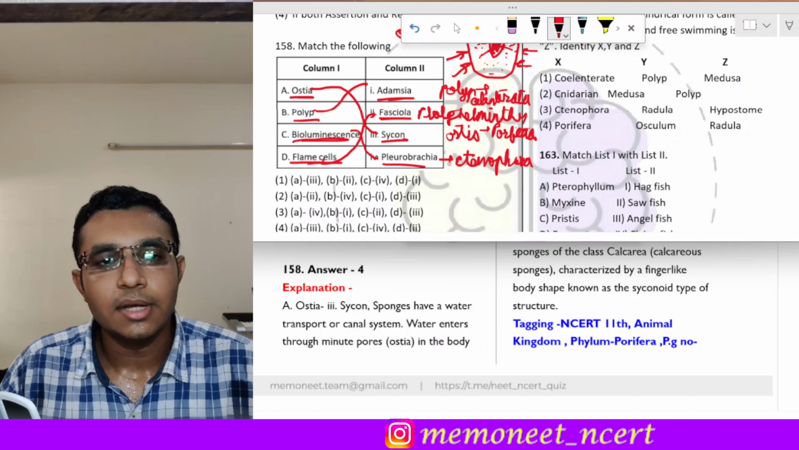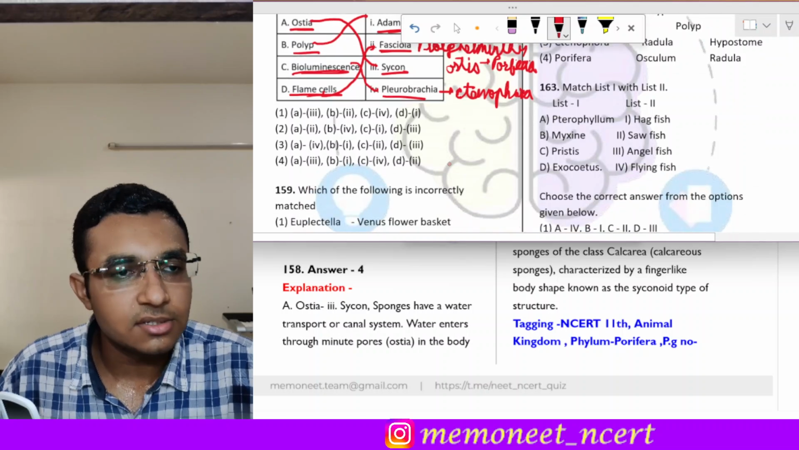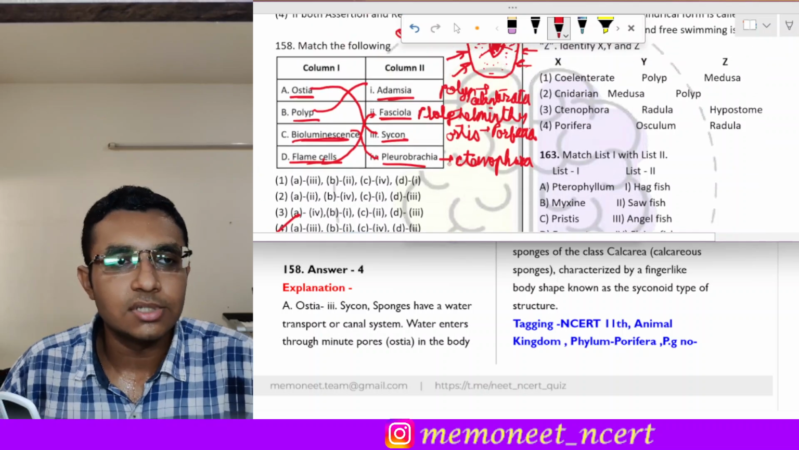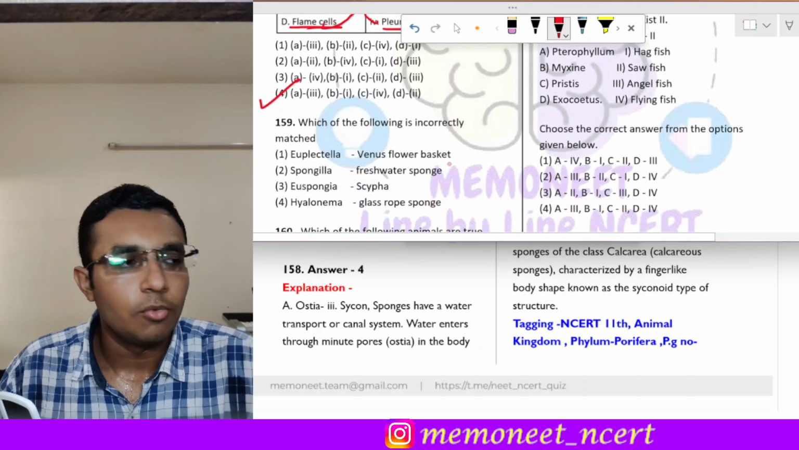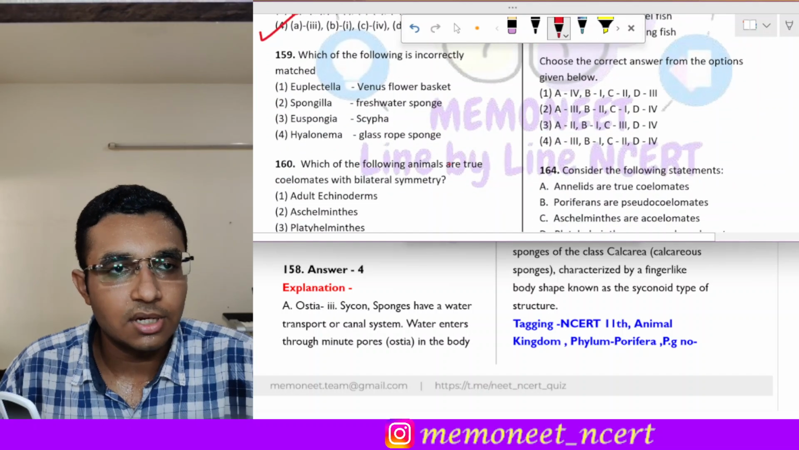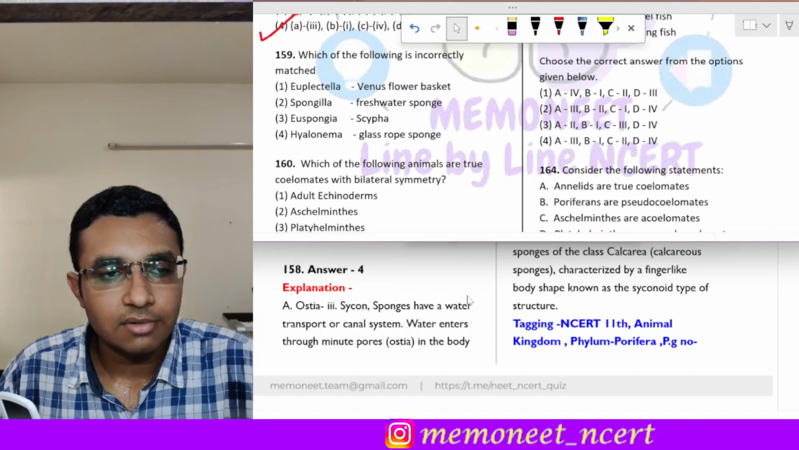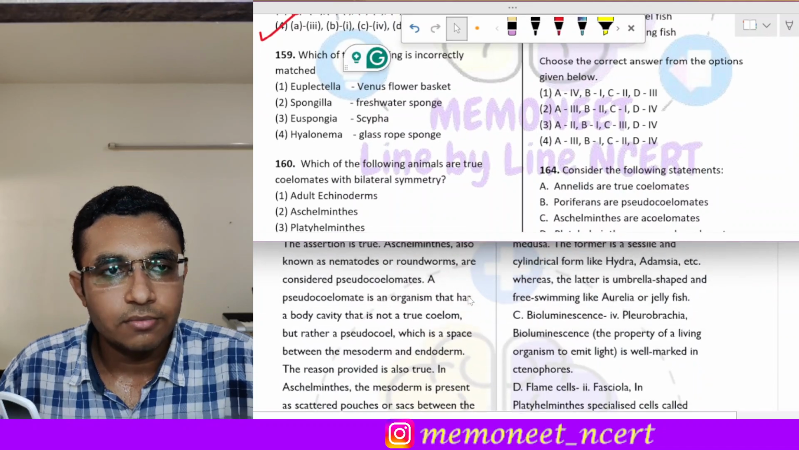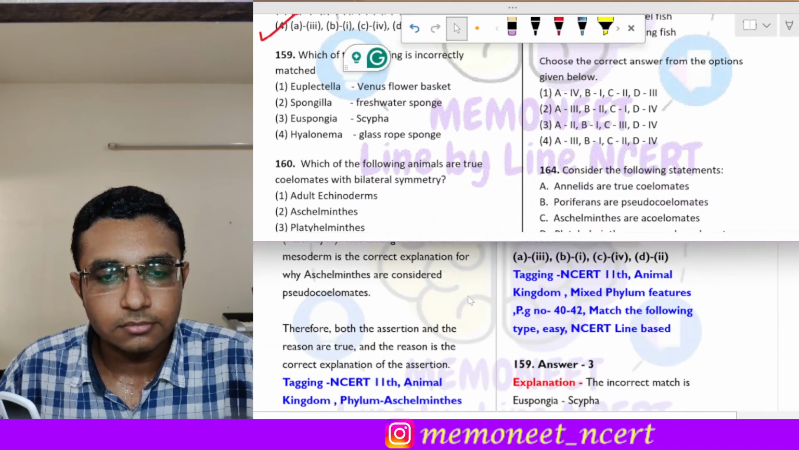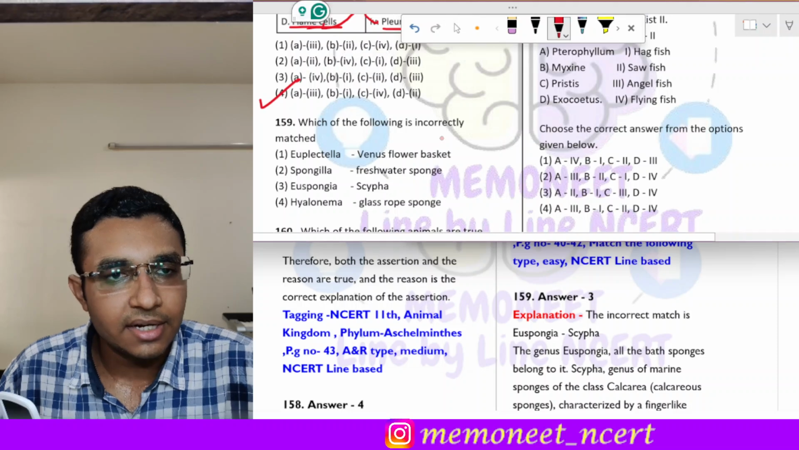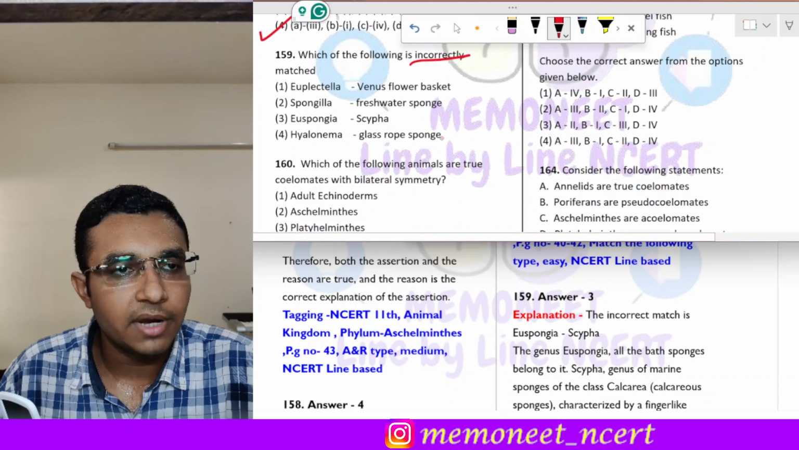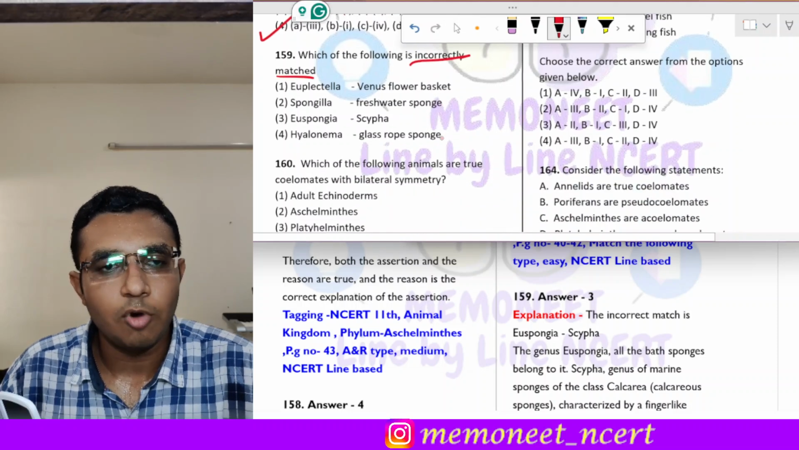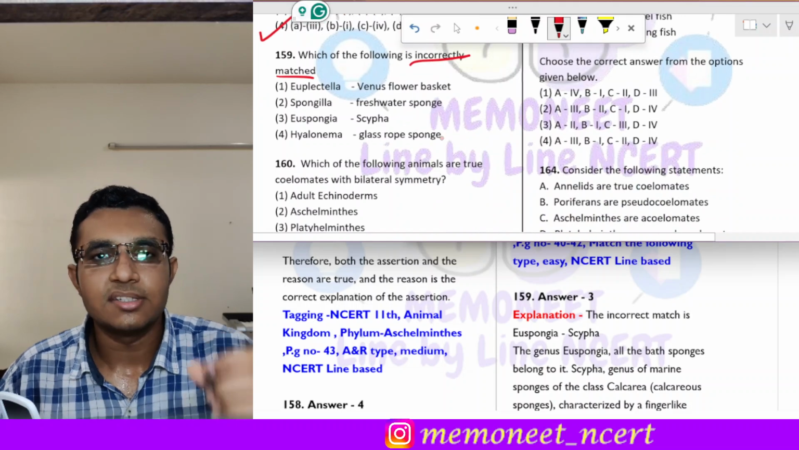So which is the correct option showing the correct matching? It is option 4. So the correct answer of this question is option 4. Moving on to the next question, that is question number 159. The question 159 states that which of the following is incorrectly matched. Okay, so we have to find the incorrect matching among these 4 options. Okay, so let us see them one by one.